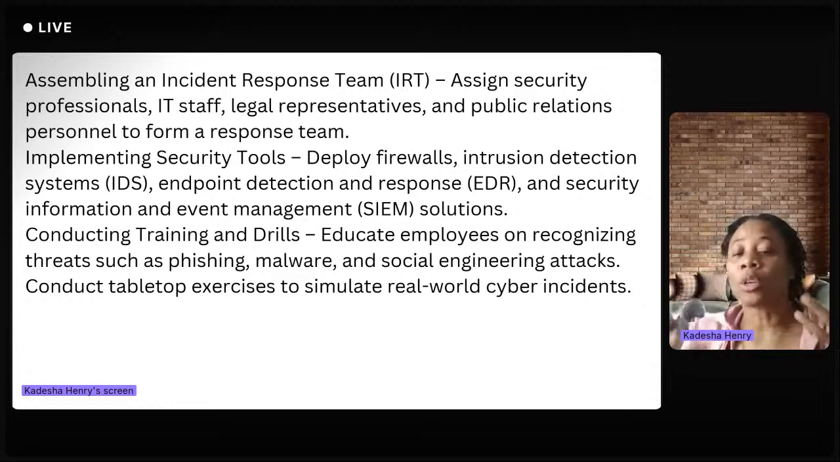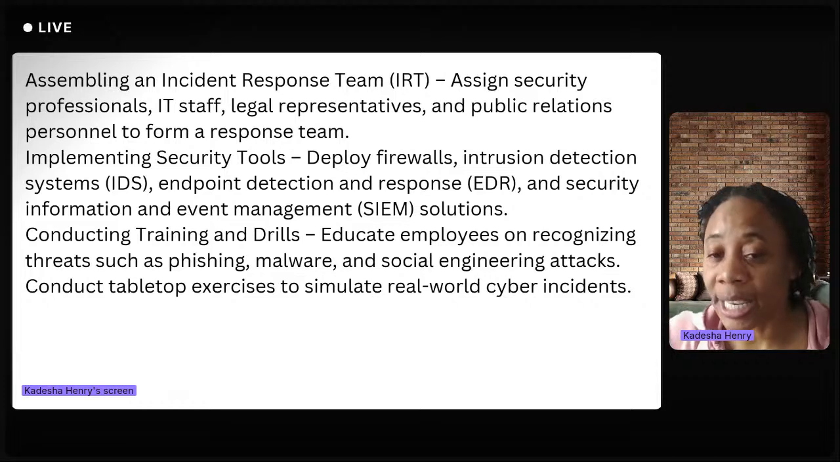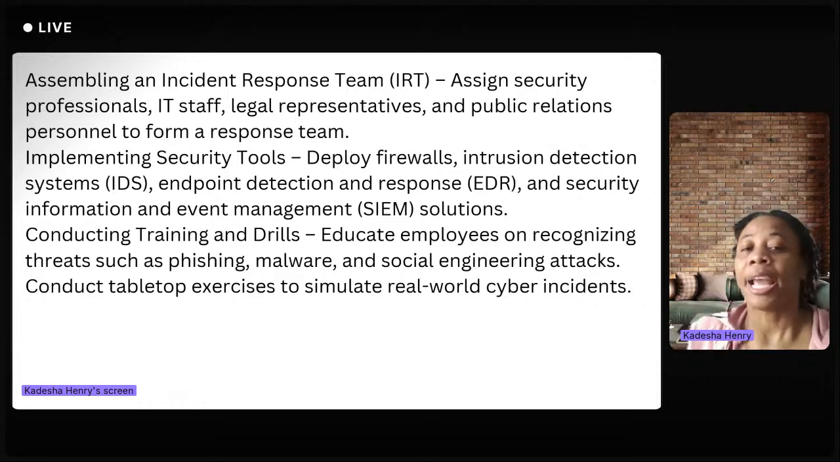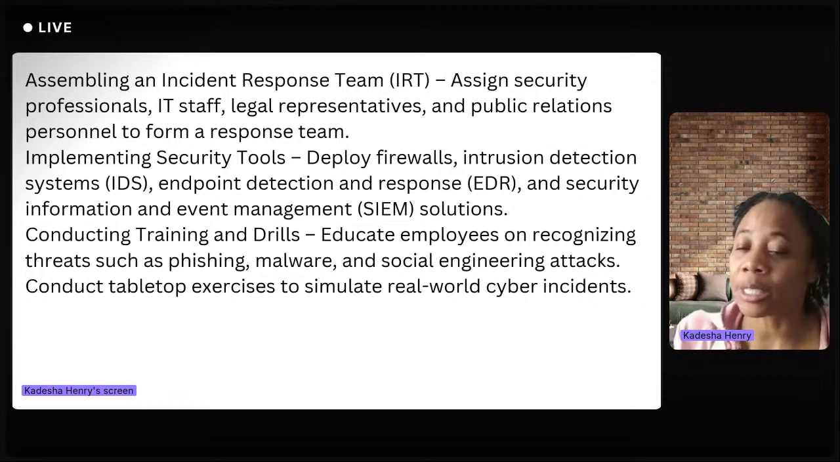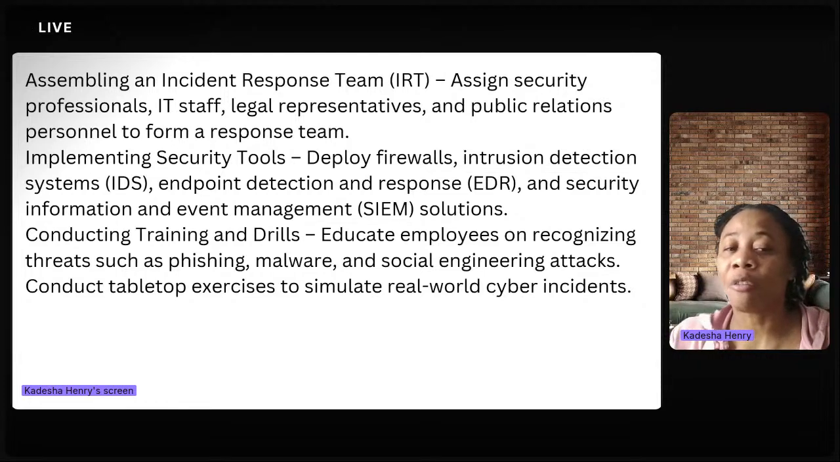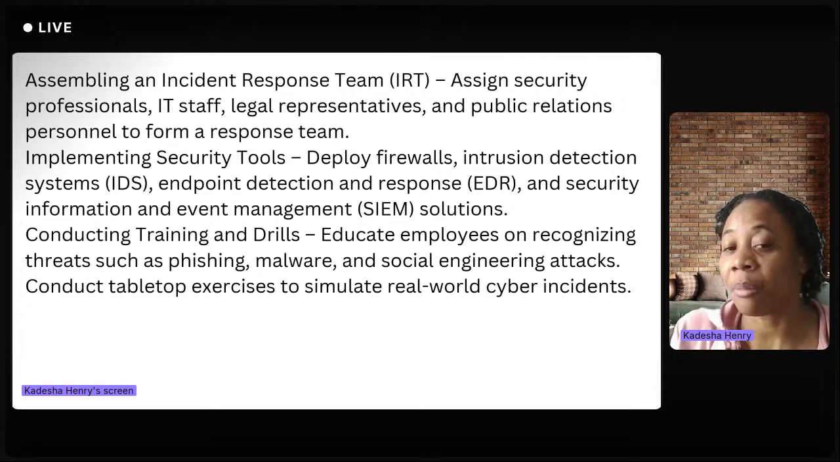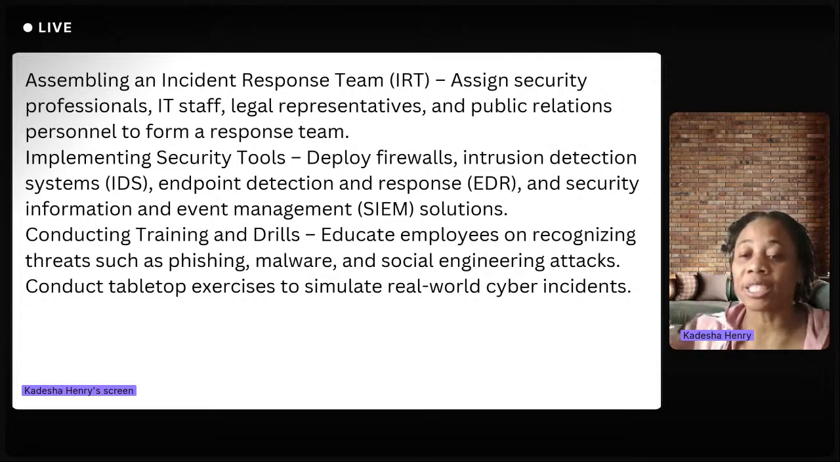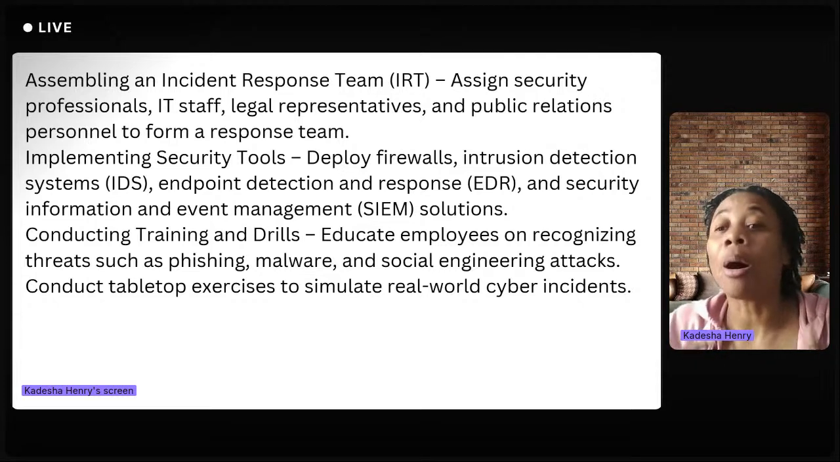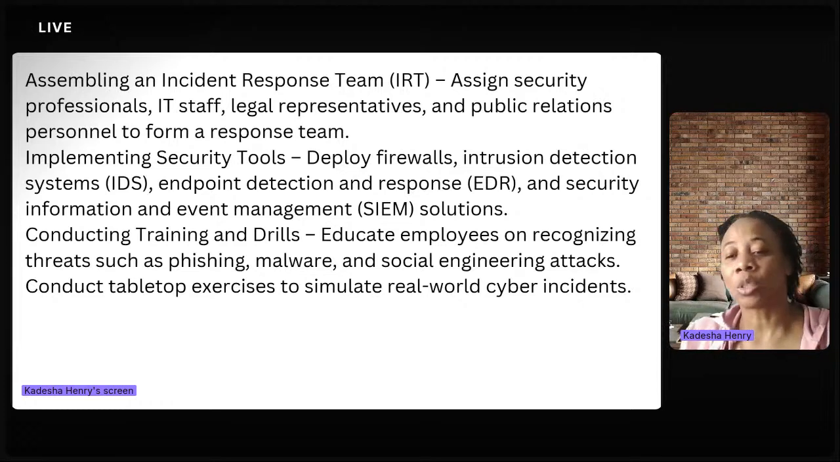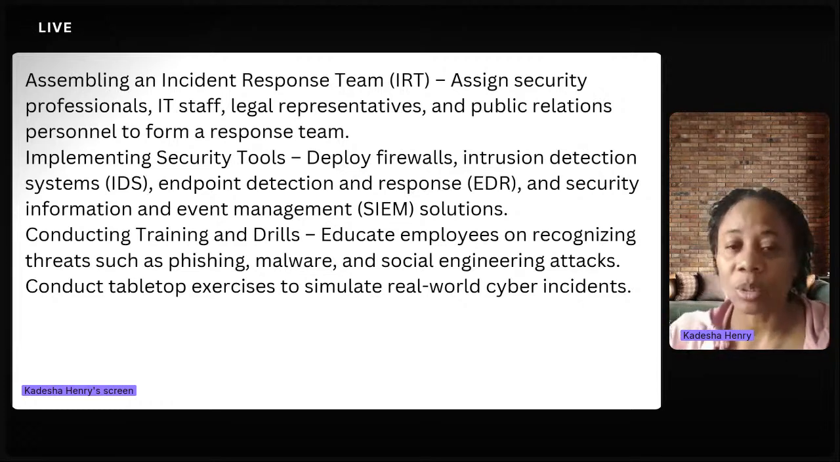So we're saying implement security tools. Who is going to be responsible for that? Like deploying the firewall, intrusion detection system, endpoint detection and response, security information and event management. Are these tools going to be a part of the process as we're developing the incident response plan?